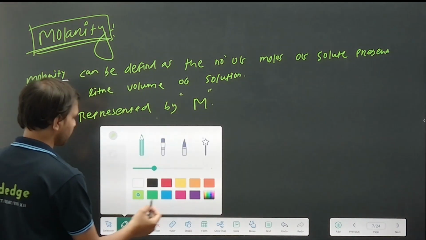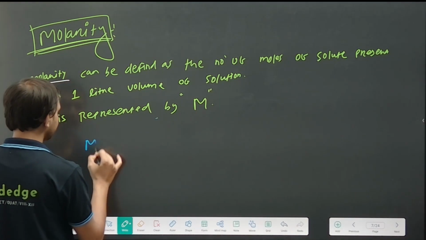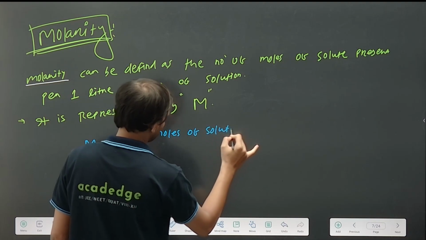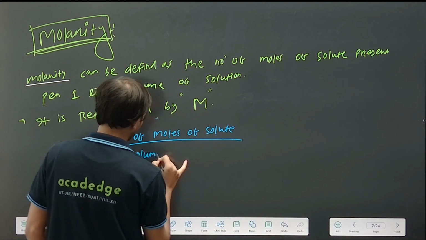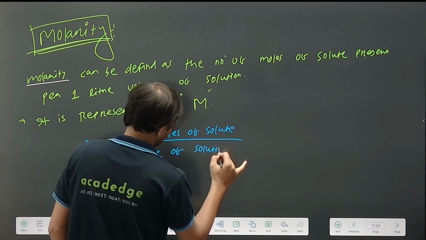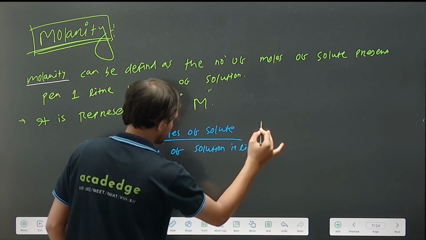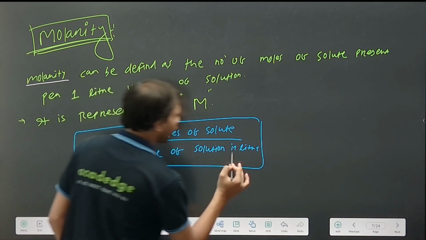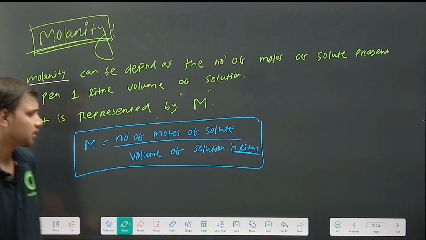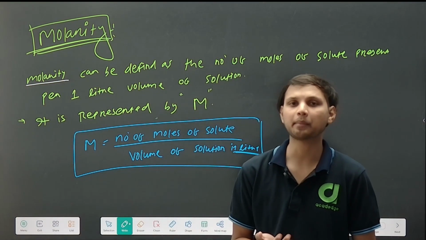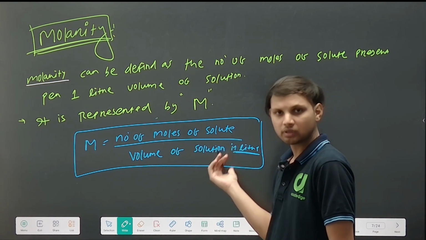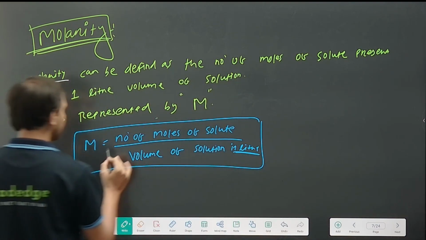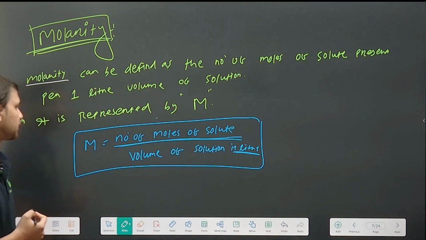So I can write the formula: molarity equals number of moles of solute divided by volume of solution in liter. It is inevitable that you keep the volume of solution always in liter. Sometimes in the questions the volume will be given in ml, so we need to convert it to liter first, then calculate the molarity. In the numerator we take the number of moles of solute.